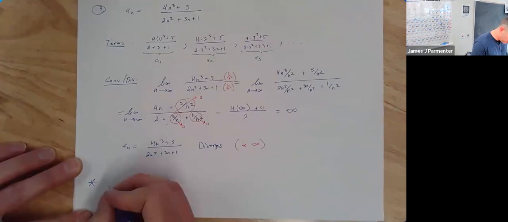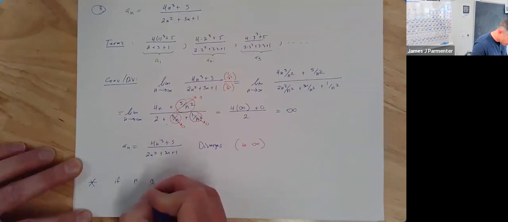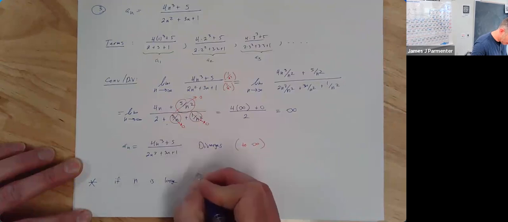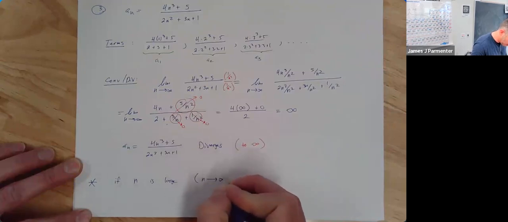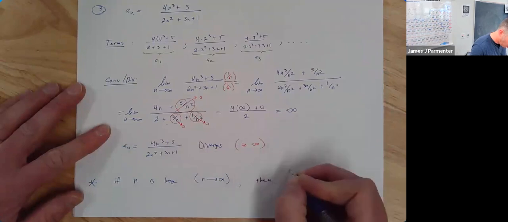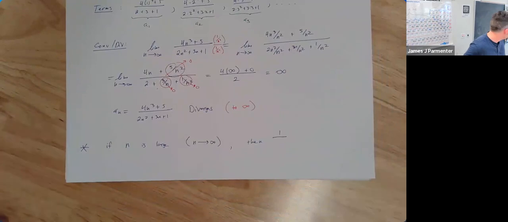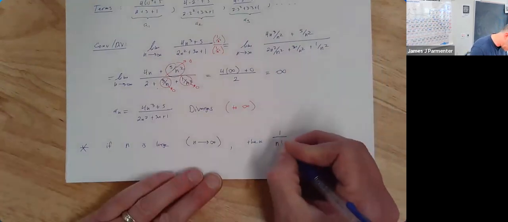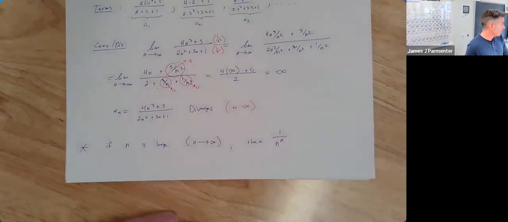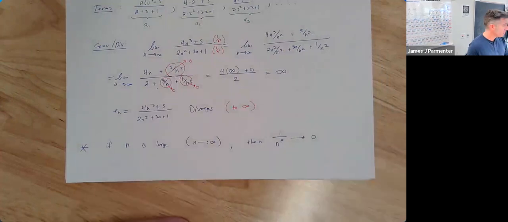So in general, if n is getting large, I would say n goes to infinity, then 1 over n to any positive power, sorry, can you not see that very well? 1 over n to any positive power is going to get small. That's going to go to 0. Because they're kind of inversely related.